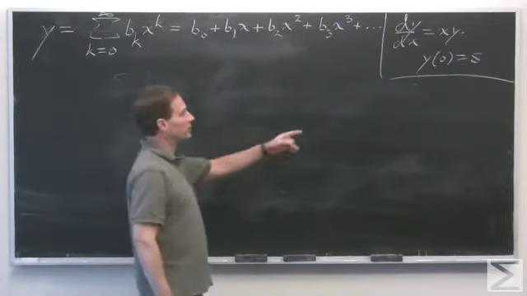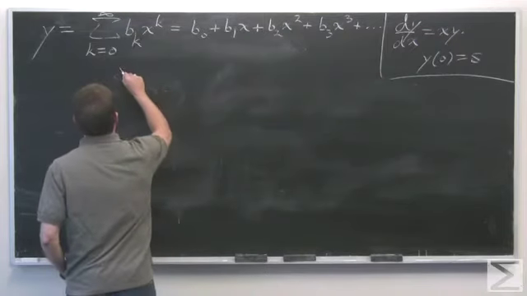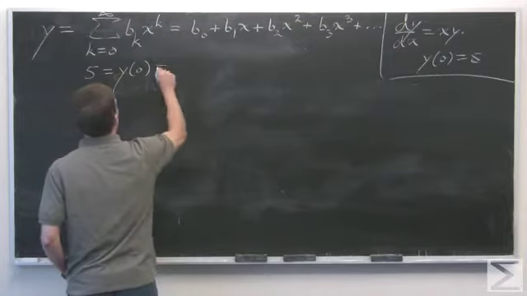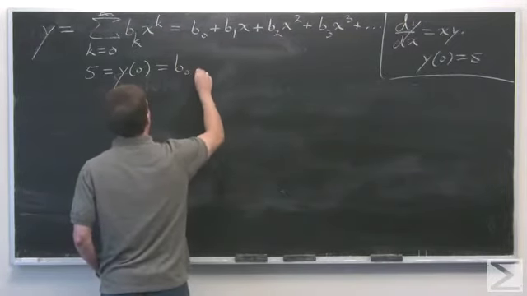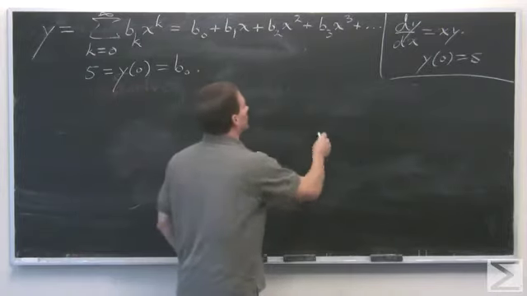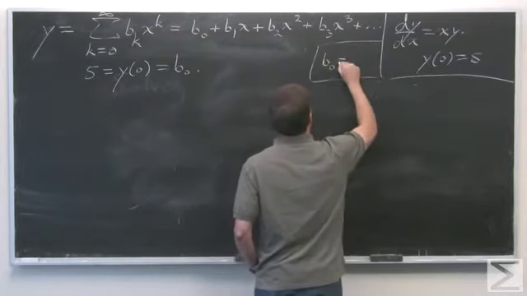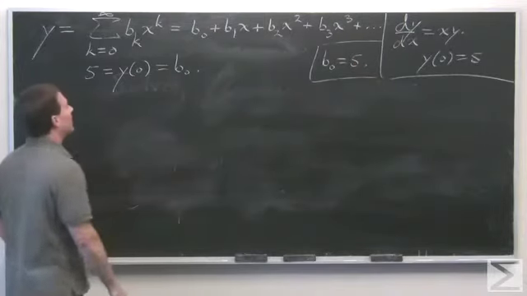Certainly the initial condition is easy to deal with. We want y at 0 to be 5. So 5 should be y of 0. On the other hand, if you plug 0 in here, all these terms go away, and you get b naught. So we immediately know that in our power series solution, we're going to have b naught equals 5. Okay. Phew, that was tough.